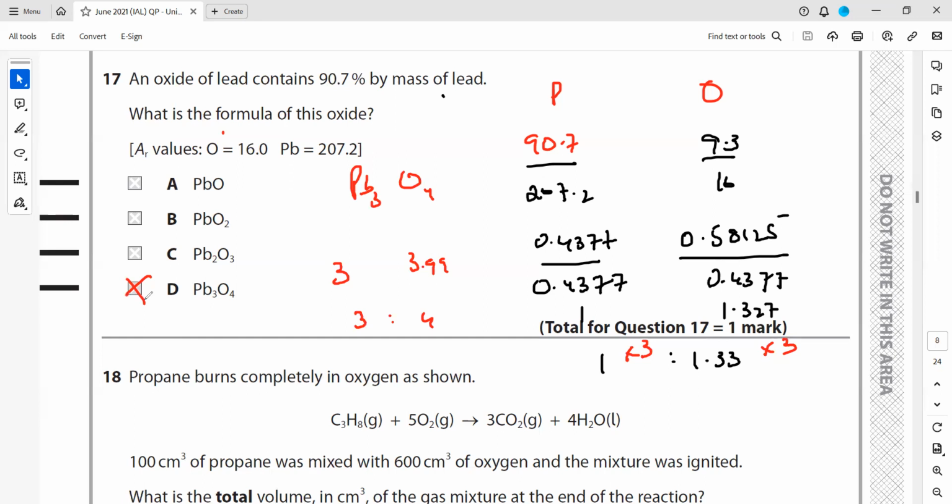So here we did not round it off. We multiplied the simplest ratio by a number so that it converts into a whole number. Is it clear?